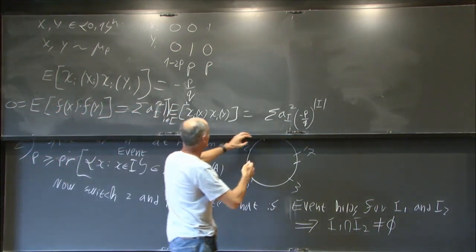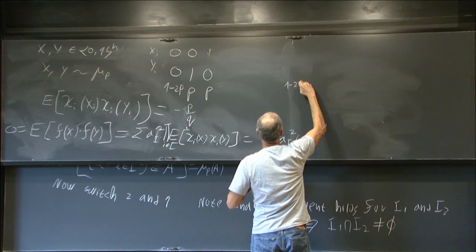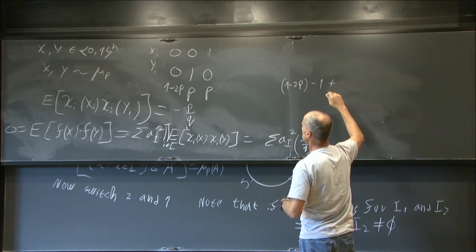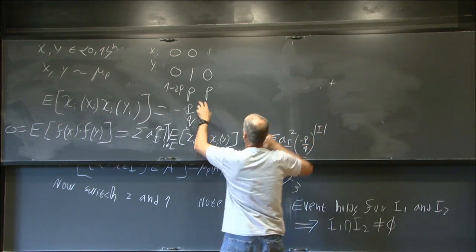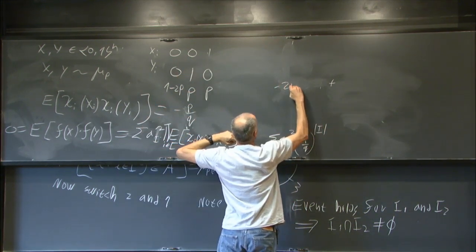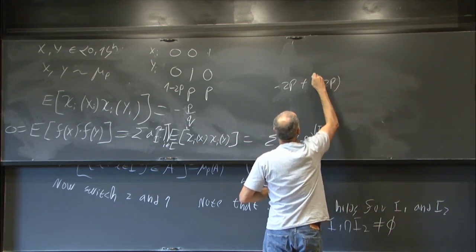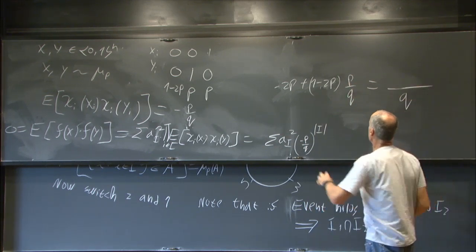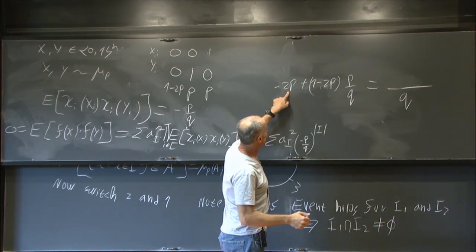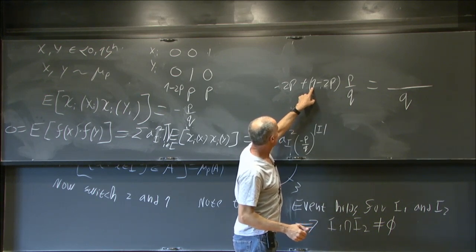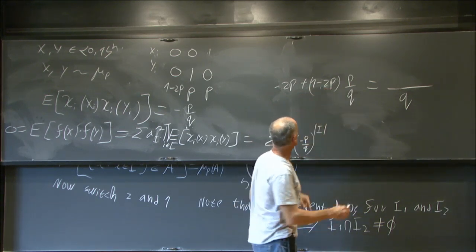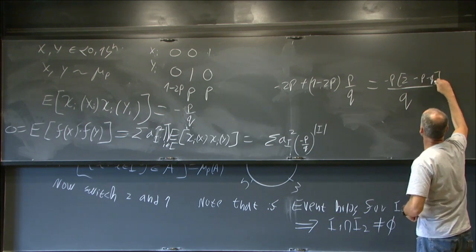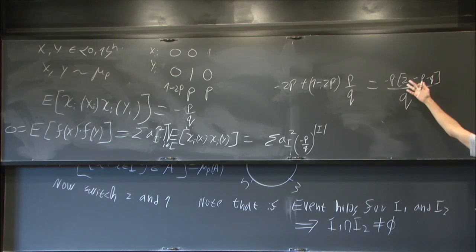OK, let's do the calculation. You get with probability 2p, here you're getting a minus 1. So you get minus 2p plus 1 minus 2p times p over q. OK, so you get q on the bottom, minus 2pq plus p minus 2p squared, so the minus p comes out, and you get 2 minus p minus q, which is 2 minus 1, which is 1. So minus p over q.